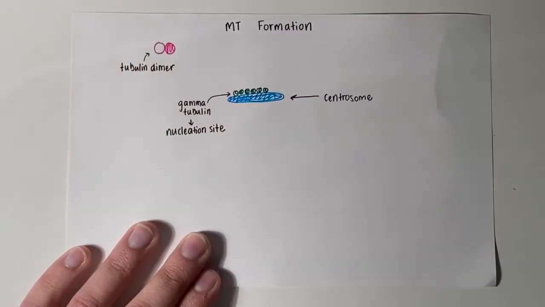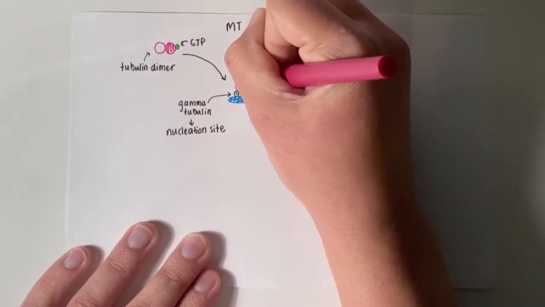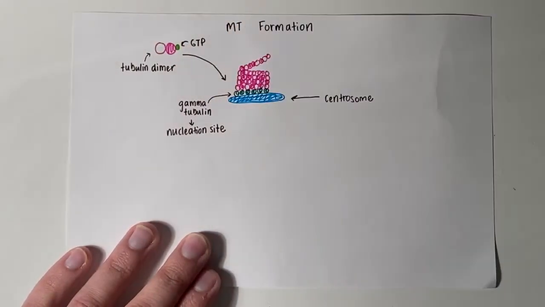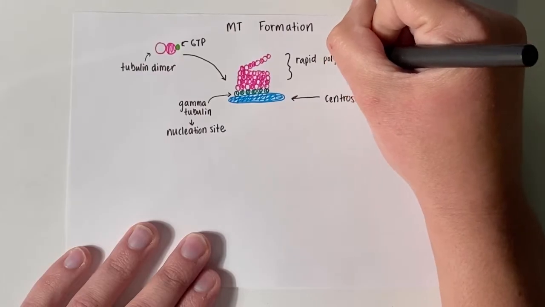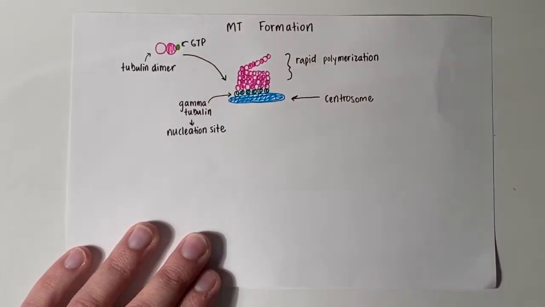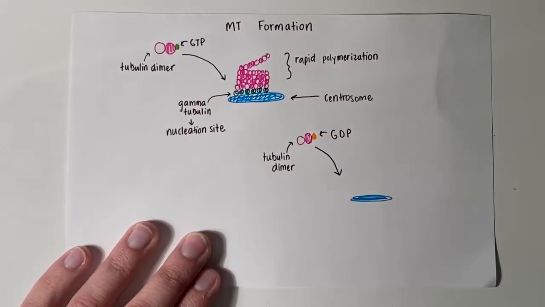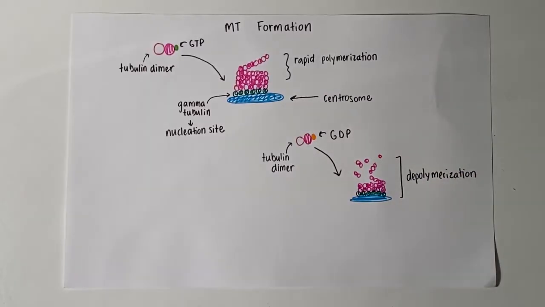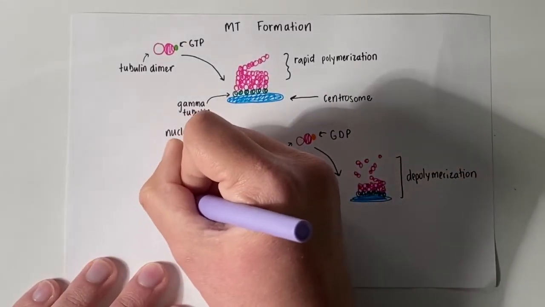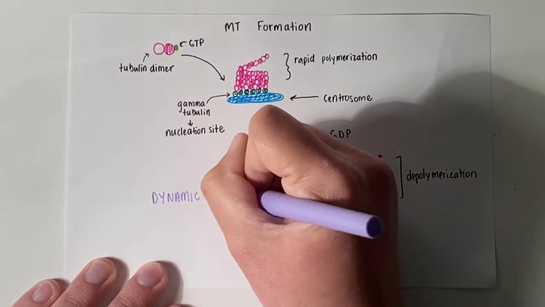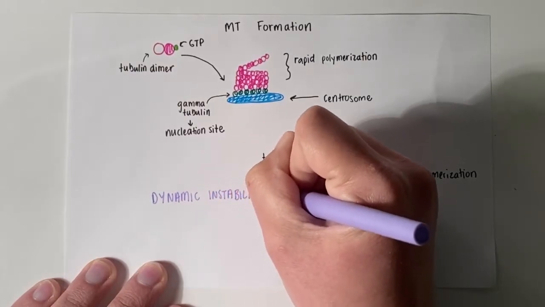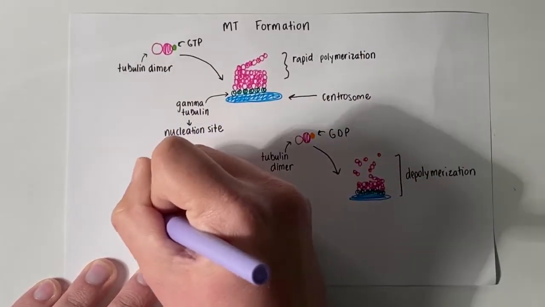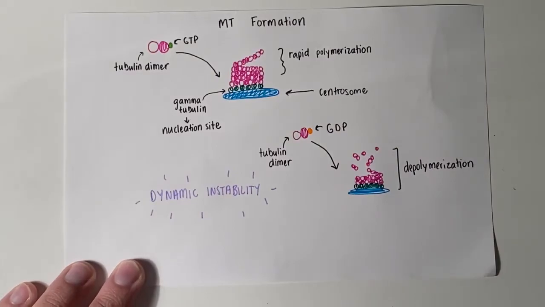Tubulin dimers are added to the positive end of the MT fiber via rapid polymerization. This occurs when GTP is bound to the dimer. When the dimer is bound to GDP, it causes depolymerization and the MT shrinks backward, sometimes all the way to the centrosome. This is a representation of dynamic instability. The MT can form and reform where it needs to, depending on GDP and GTP binding proteins.